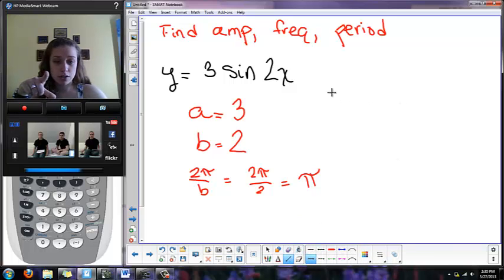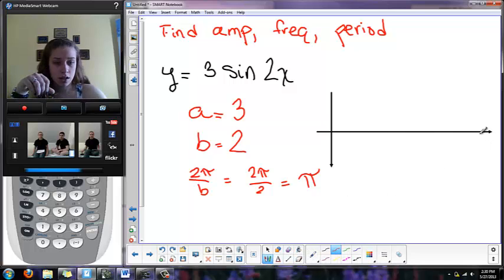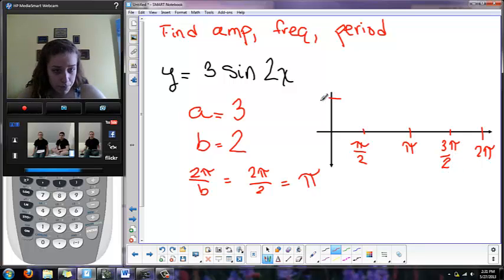So let me just sketch this picture for you really quick, just so that you can see what I mean. I'm going to go out to 2 pi. I'm going to hit pi in the middle. Right here is pi over 2. And then right here is 3 pi over 2. Now, because my amplitude is 3, that means I'm not going up to 1, I'm actually going all the way up to 3 and down to -3. So let me show you what that would look like.